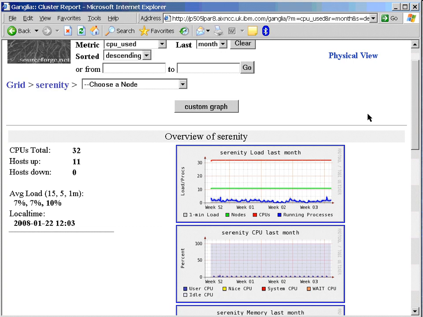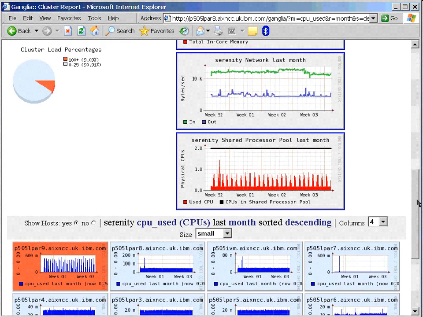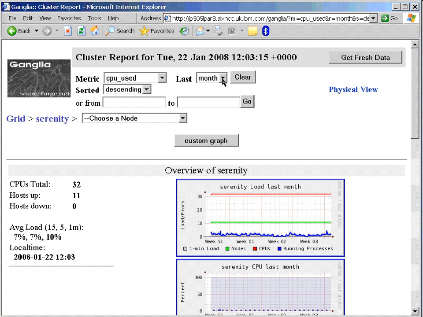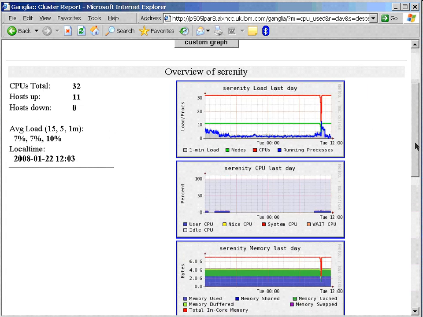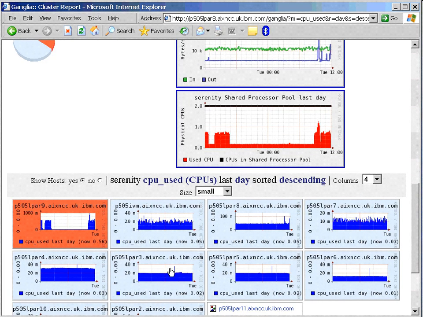We can also have a look at the global view of what this machine is up to. Let's go back to, let's say, the last day, and this graph here shows us the shared processor pool. All these workload partitions here are working out of a shared pool, and we can see the overall shared pool. We have 2 CPUs in here, and we're peaking at just over 1.25.